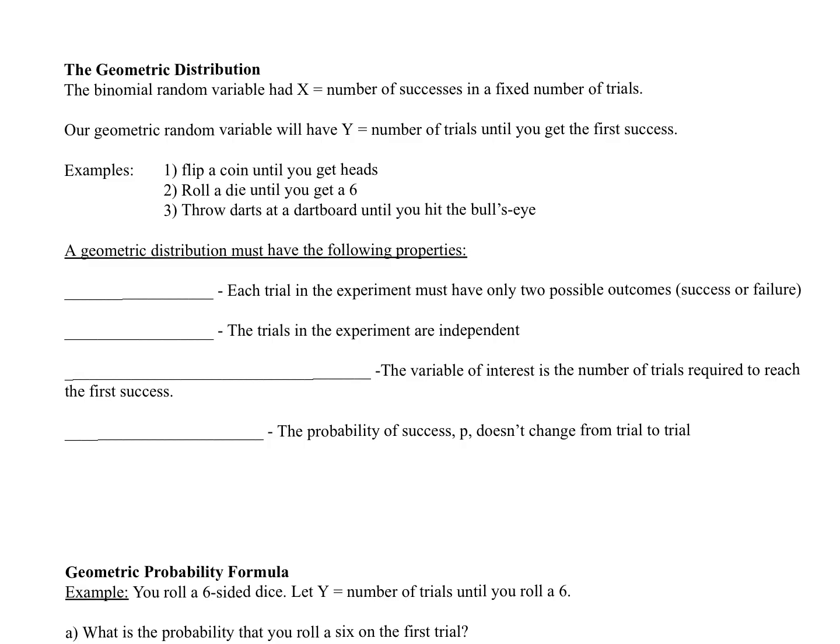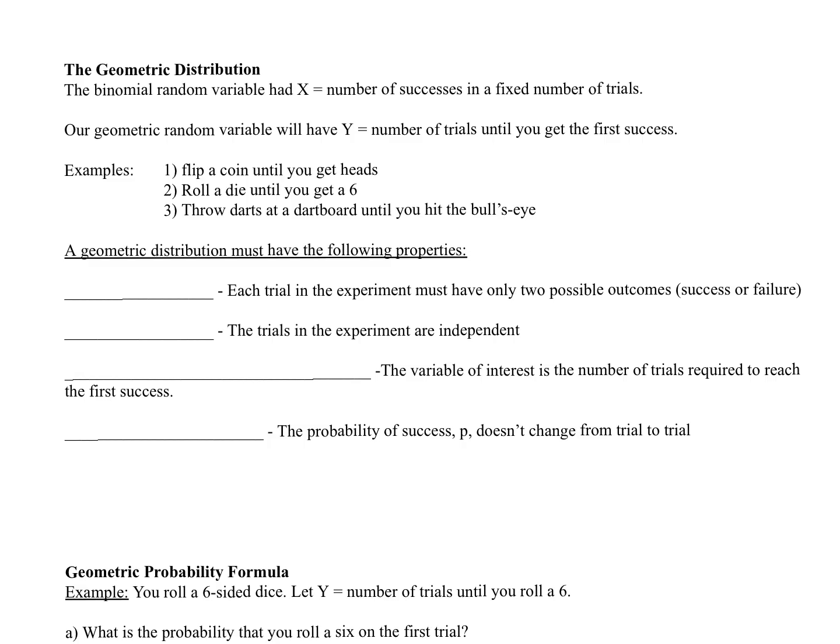So some examples of how this is worded are flipping a coin until you get heads, rolling a die until you get 6, throwing darts at a dartboard until you hit the bullseye. That fourth example that we did at the beginning, drawing a card from a deck until you get a heart, is an example of a geometric distribution. So there are things that are the same as a binomial distribution. There are a couple that are different.